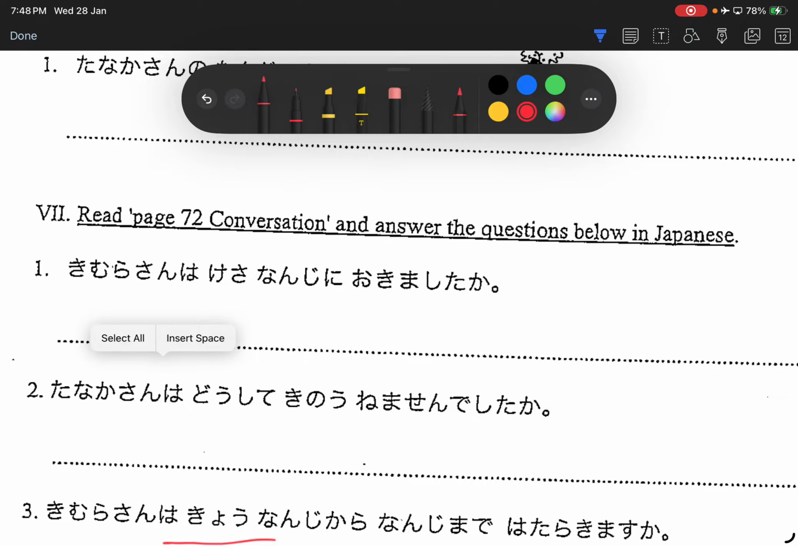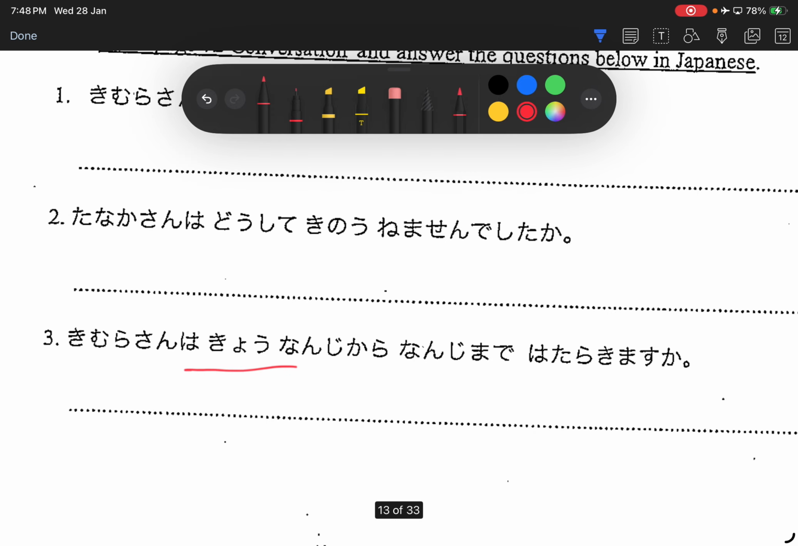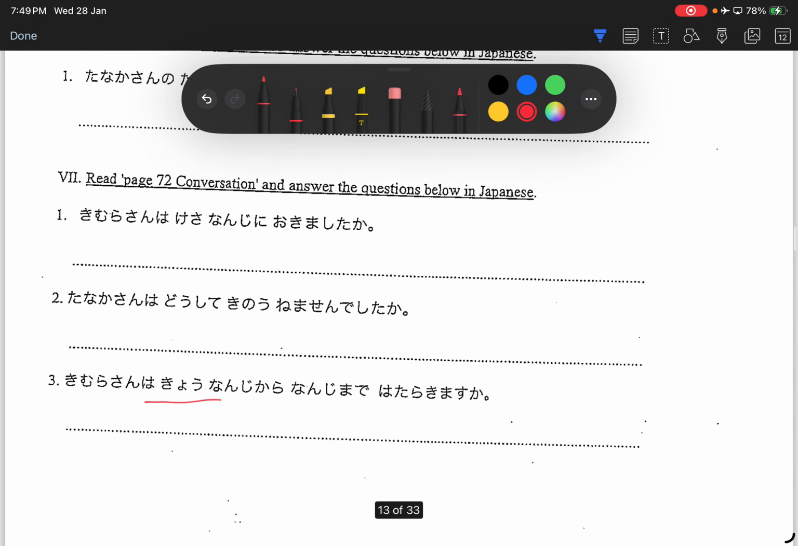Yeah, so usually it's like itsumo, usually, right? 9 to 5. But today, because of overtime, 8時まで働きます。 So your answer for today is 今日は午前9時から8時まで, right? But it's not 8時まで, it's 午後8時まで, right? It's from AM to PM. So 午前9時から午後8時までです。 Or 働きます is fine. Okay? Any questions about the passage?